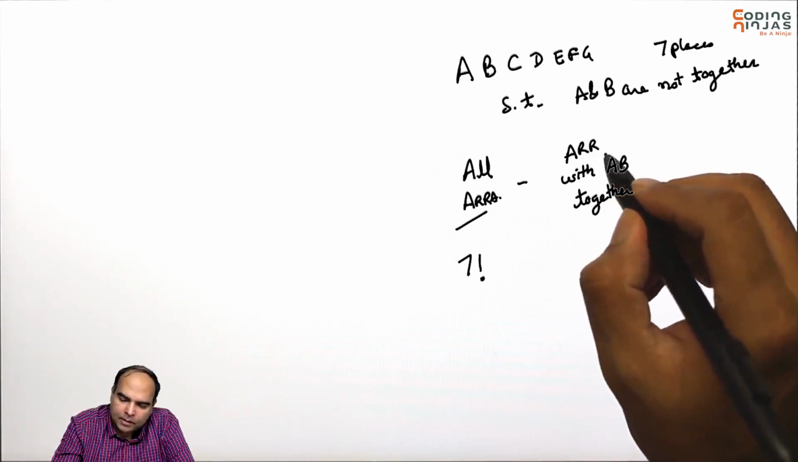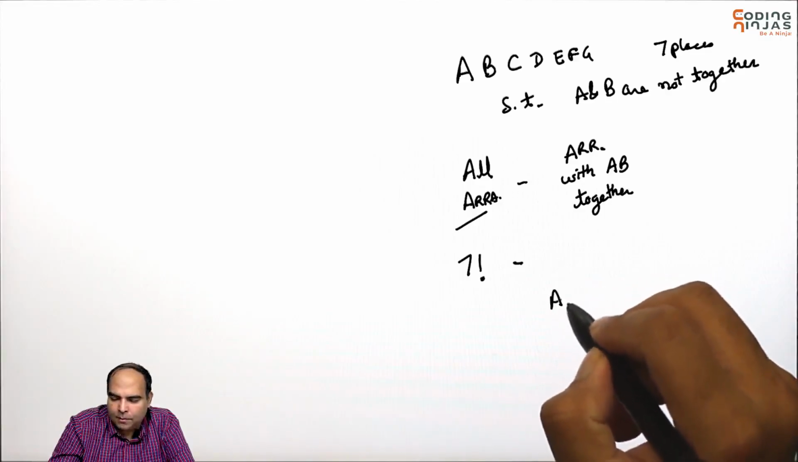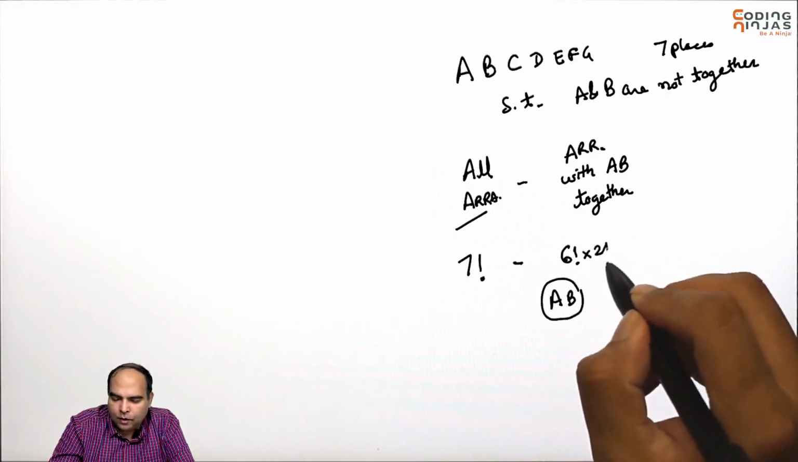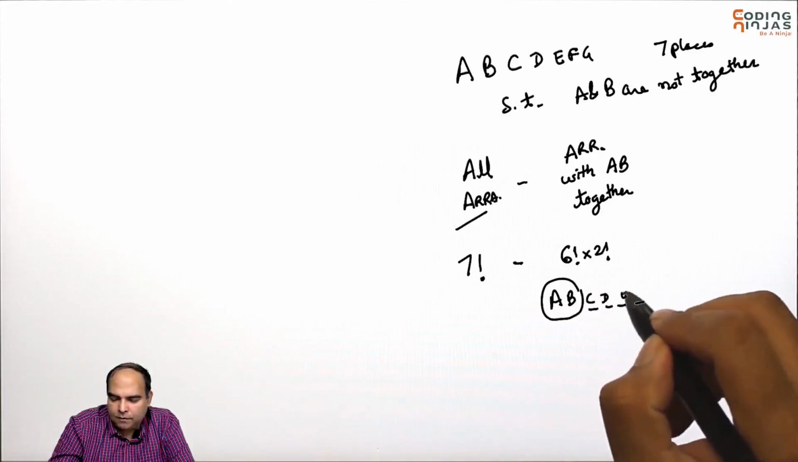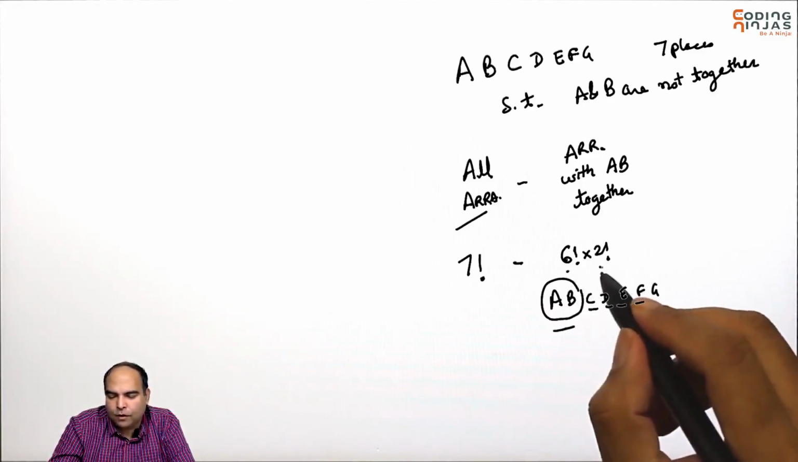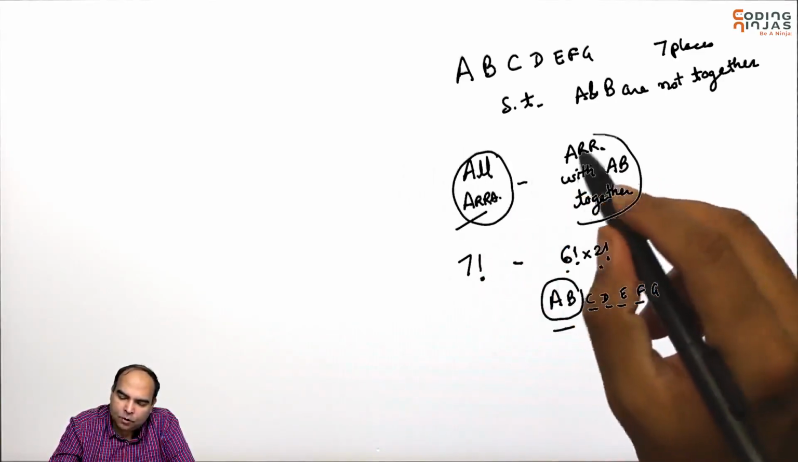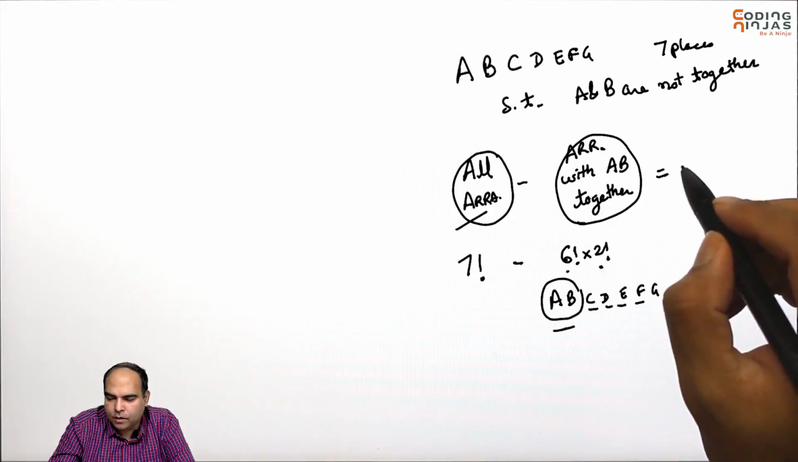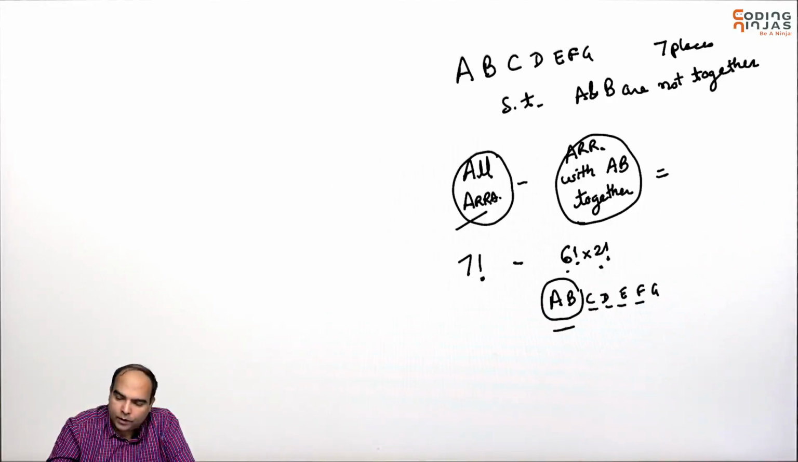And similarly, minus arrangements with AB together, and that is, we know that if I take AB as one person, then this is 6 factorial into 2 factorial, because I'll have C, D, E, F, G, 7 people, effectively 6 people, so 6 factorial into 2 factorial. So if I subtract all arrangements minus arrangements where AB are together, I'll get the number of arrangements with AB not together. So this is the next question on this.